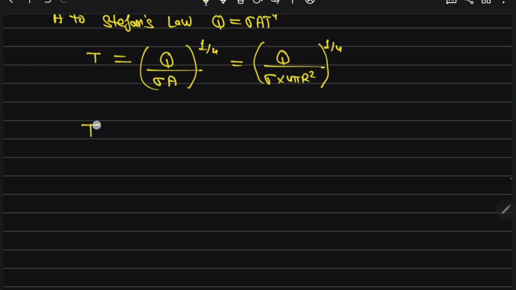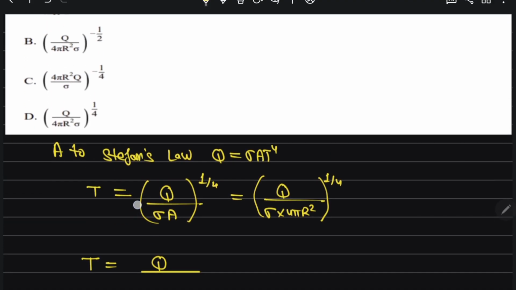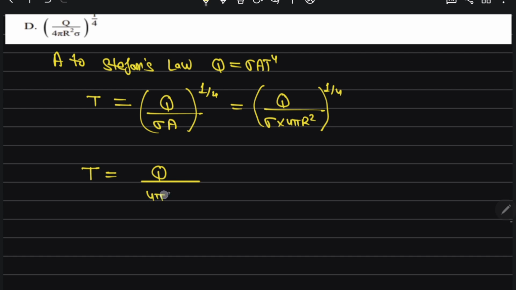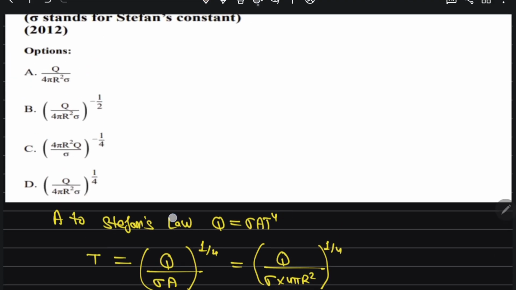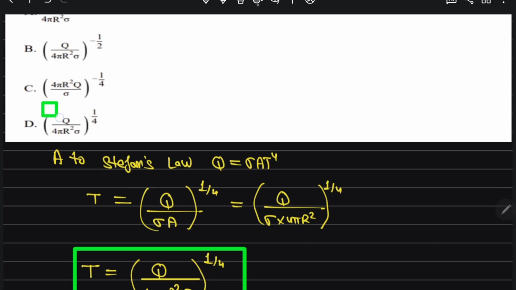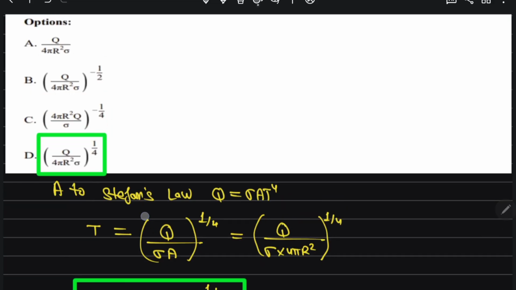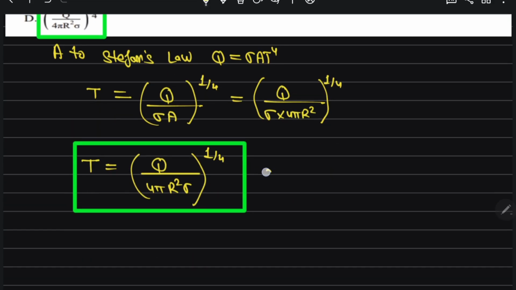So T is equal to Q upon 4 pi R square sigma, to the power 1 by 4. So this is option D. Option D.